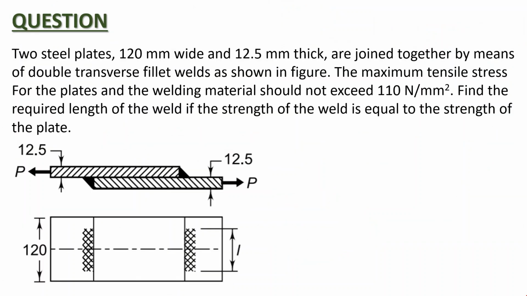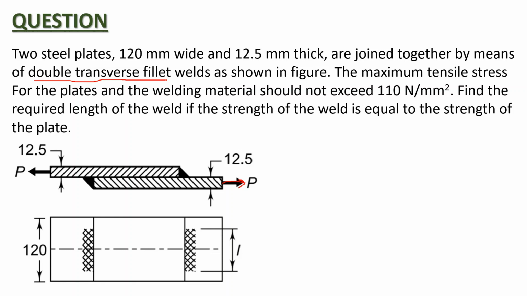Now this is another question where you can see that the direction of the applied load P is perpendicular to the direction of the weld. It is perpendicular to the direction of the weld. That's why this question can be treated as a transverse fillet weld problem, which is also given to you in the question. This is a problem of double transverse fillet weld.